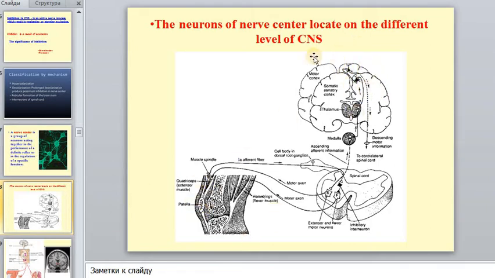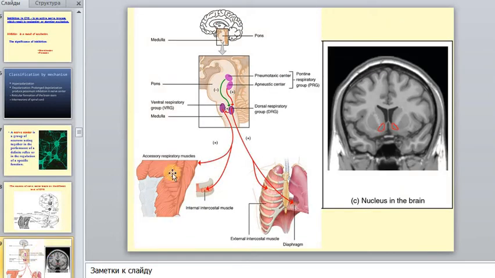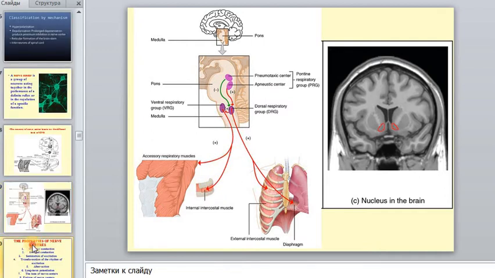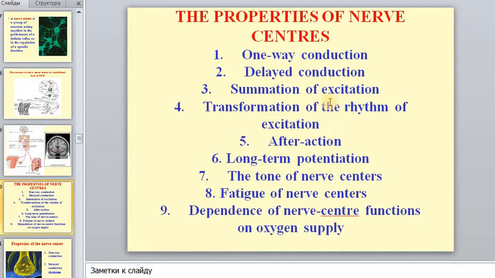For movement we have the motor cortex with special neurons, and one more for regulation of breathing. And even here we see a specific nucleus in the brain, the red colored circles, different ones. One nerve center can have different levels of organization, from the medulla and even parts in the spinal cord. And what properties of nerve centers do we have? Very many properties.